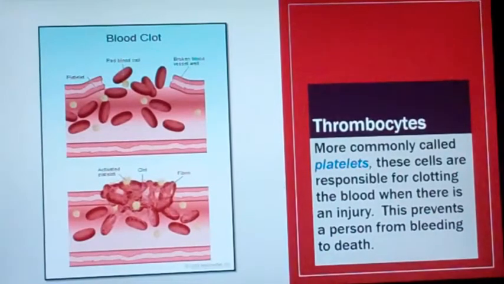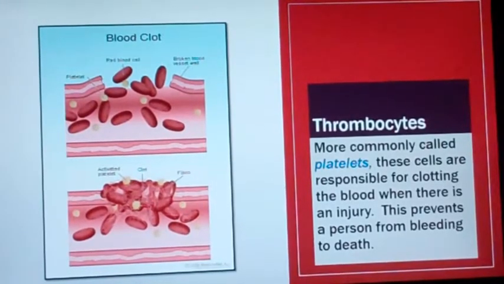Thrombocytes, more commonly called platelets. These cells are responsible for clotting the blood when there is an injury. This prevents a person from bleeding to death.